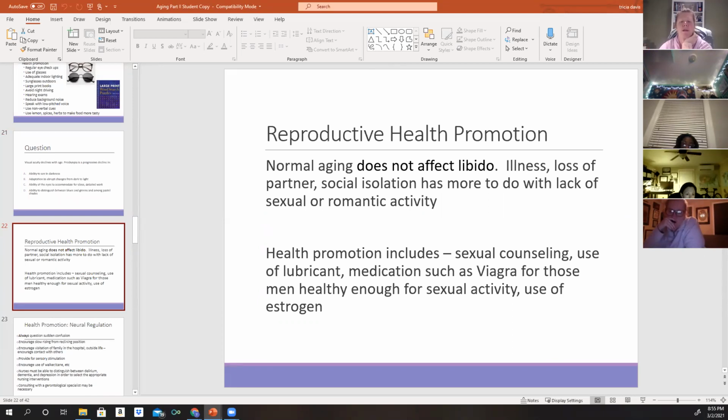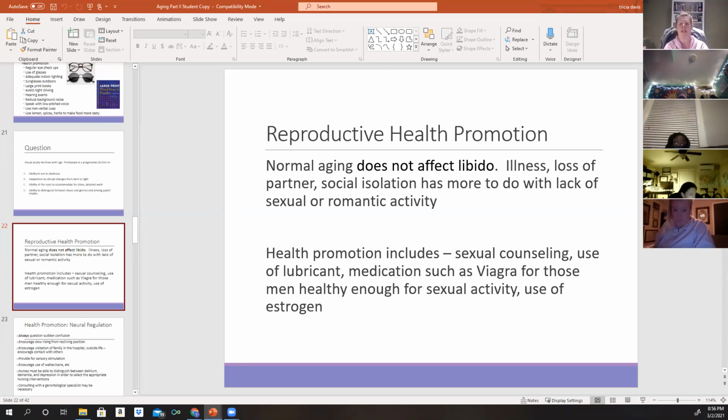All right, so reproductive health promotion. Normal aging does not affect libido. Illnesses affect libido, loss of a partner will affect it, social isolation, those things affect libido. Health promotional activities for this, we can recommend sexual counseling. We can encourage, especially for those menopausal women, the use of a lubricant, because we said everything thins out. They lose a lot of moisture. It can be very painful for them to engage in sexual intercourse, so we can recommend the lubricant.